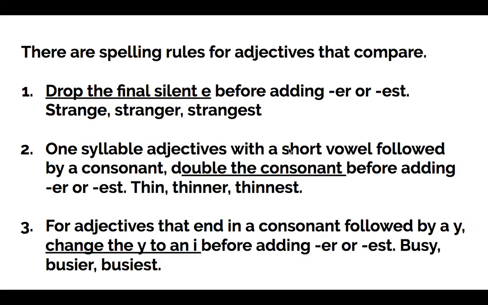So there are different spelling rules for adjectives that we need to keep in mind for both our reading and our writing. So here are some rules. If your adjective ends in a silent E, we want to drop that E before adding ER or EST. We don't want to have stranger with two E's right here and make it be strange-er or strange-est. We wouldn't do that. So we're going to drop this silent E in strange, and then we add ER or EST.